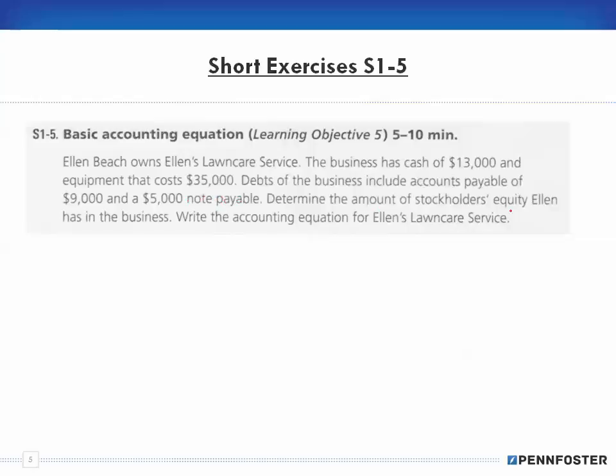Determine the amount of stockholders' equity Ellen has in the business. So that's what is being asked. That's what I'm solving for. Write the accounting equation for Ellen's lawn service. I know the accounting equation is assets equal liabilities plus equity. And as I had said, cash is an asset, so I have cash of 13,000 and equipment of 35,000.